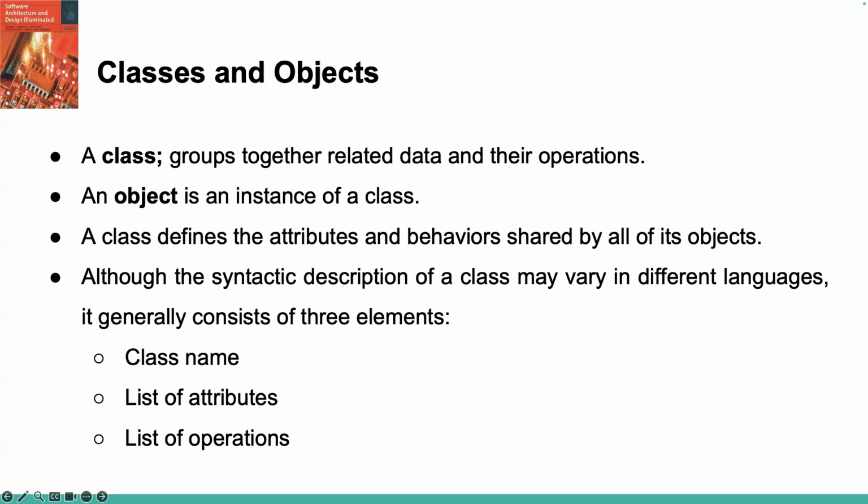Although the syntax for defining a class may vary across different programming languages, the basic structure remains consistent and generally includes three key elements: class name, that is the identifier for the class; list of attributes, these are the data points or properties that describe the class; and list of operations. These are the behaviors or functions that can be performed by or on the objects of the class. For example, in a class named car, attributes might include color, make, and model, while operations could include drive and stop.